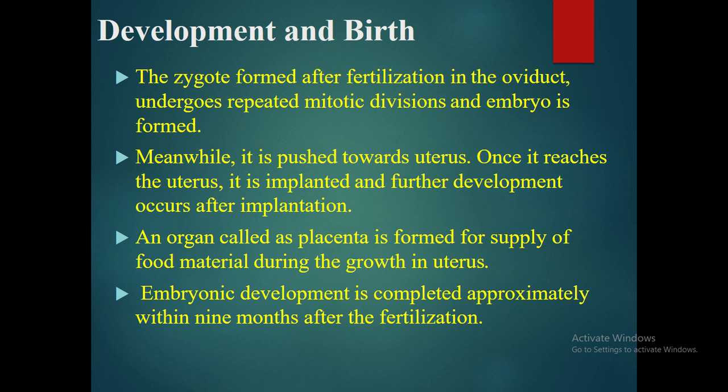After fertilization, the zygote performs mitotic division and produces an embryo. This embryo is implanted in the uterus. Later, the placenta is formed to supply the food material during the growth. The embryonic development is completed approximately within 9 months after fertilization.